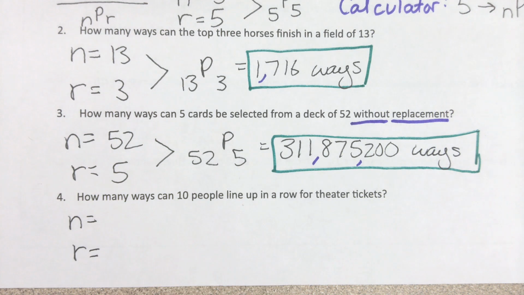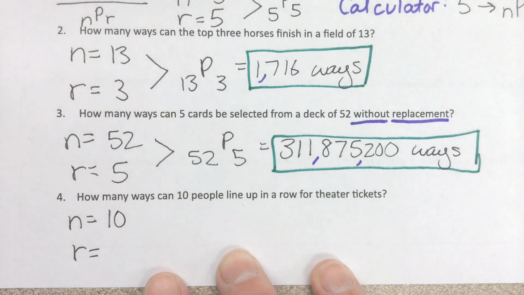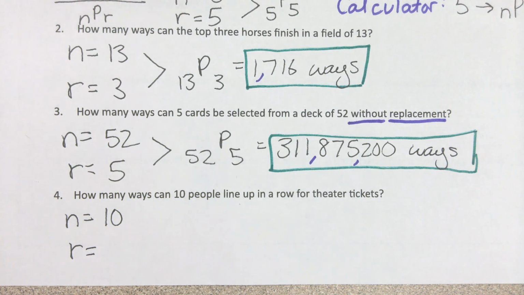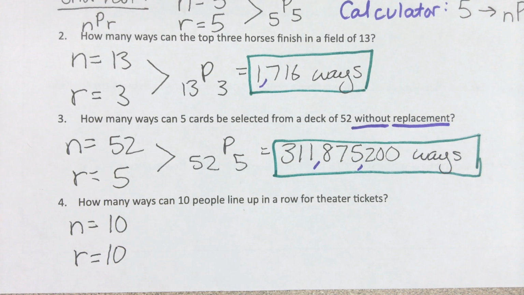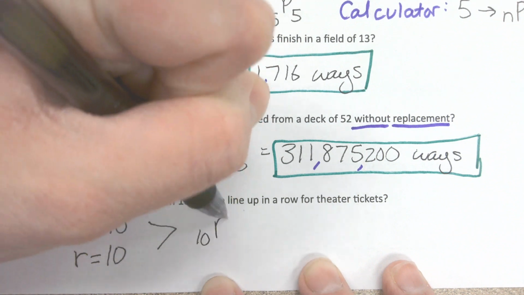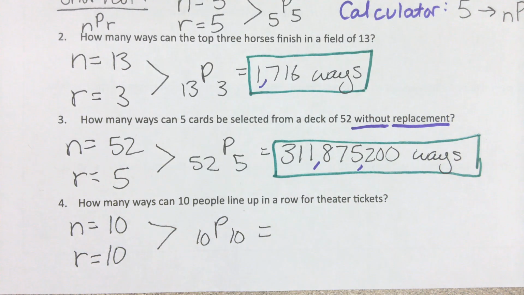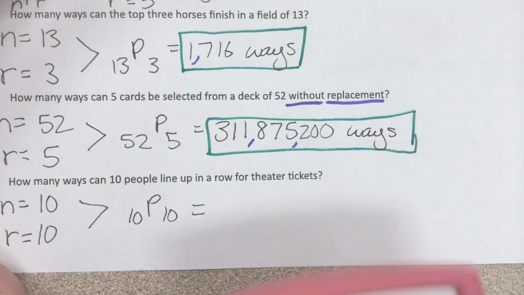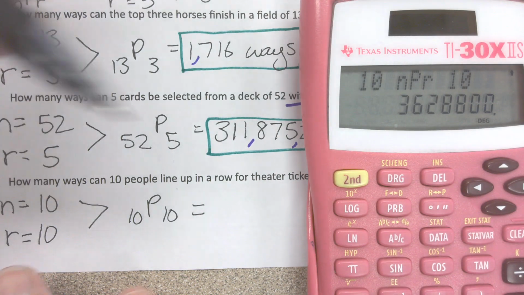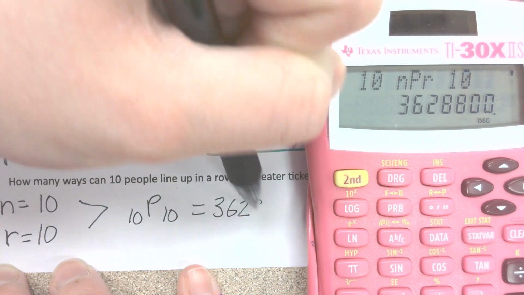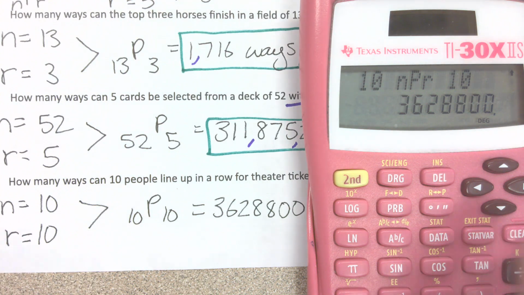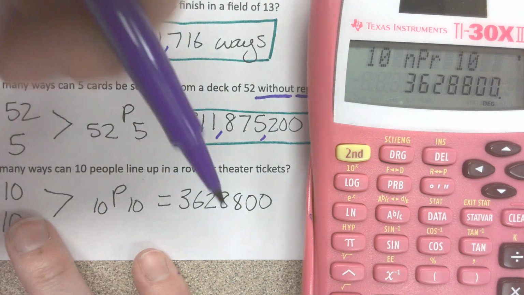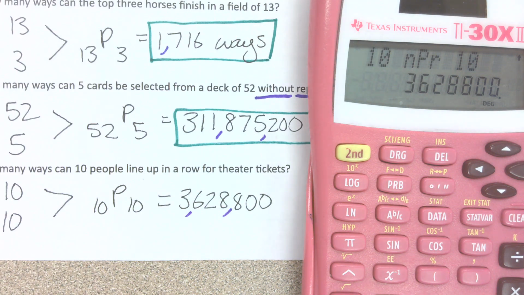N and R. We have 10 people to choose from. Every person is getting a place in line. So we are picking 10. This is 10P10. Again, sometimes you're going to use the same number twice. 3, 6, 2, 8, 8, 0, 0. Every 3 numbers gets a comma. That's 3,628,800 ways.